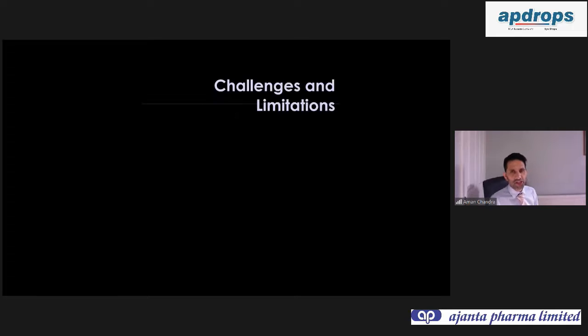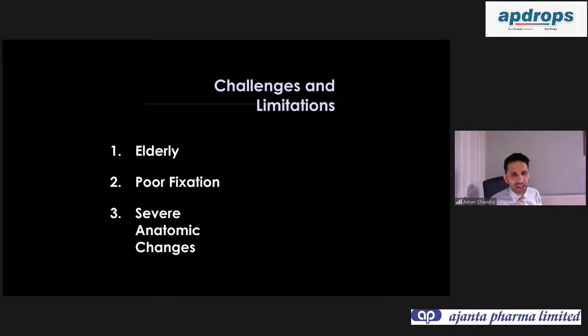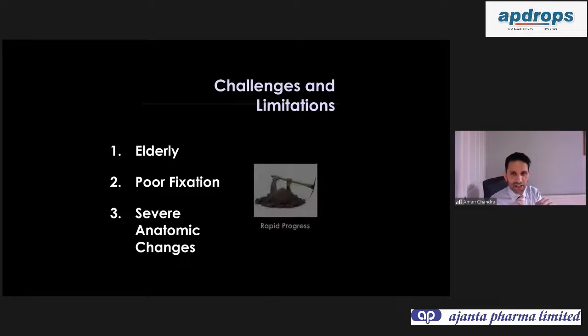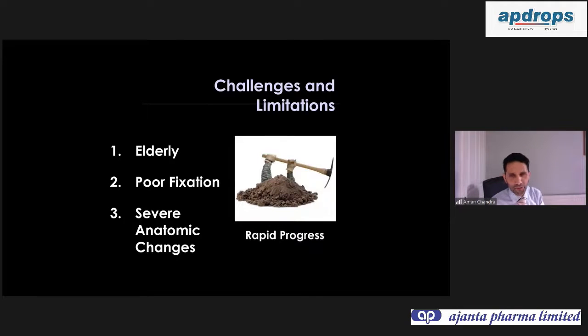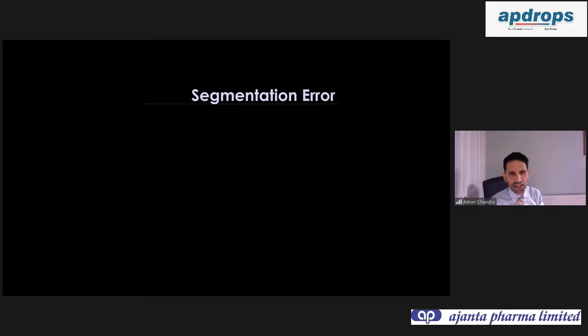Now, there are many limitations to OCT angiography. In the elderly you need very good image acquisition, and the elderly may have cataracts and difficult fixation, and that can lead to many problems in taking the images. And when you have lots of severe anatomical changes, such as in macular degeneration, the machinery can sometimes cause problems with deciding segmentation. But there's lots of rapid progress at the moment in OCT angiography.